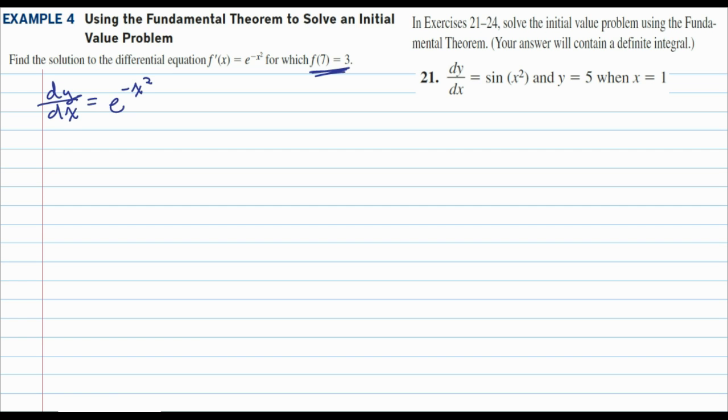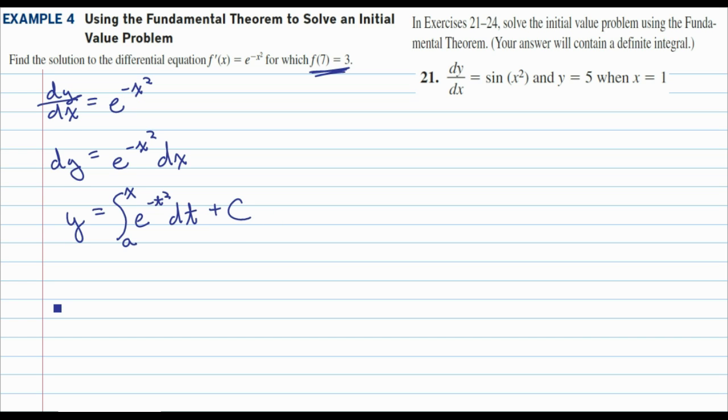Alright, so dy dx equals e to the negative x squared. So I'm going to multiply both sides by dx to get the differential dy. And I'm going to integrate both sides, but I don't know the integral of e to the negative x squared. So this is where the fundamental theorem kind of comes into play. We can come up with an expression for the integral from a constant to the variable x of e to the negative t squared dt plus c.